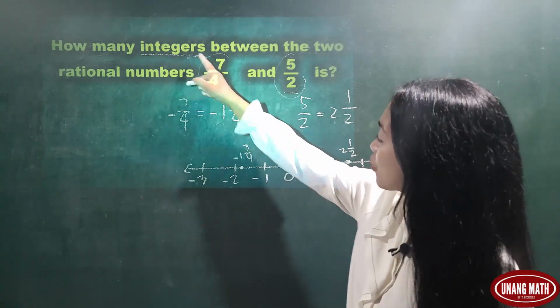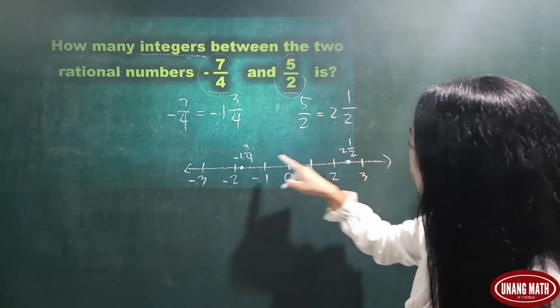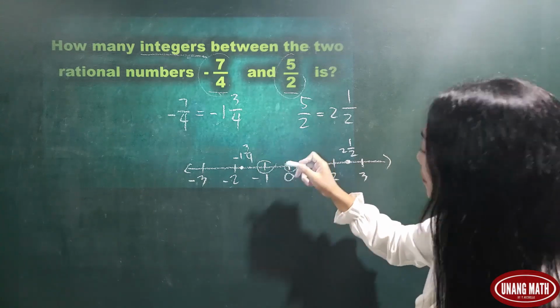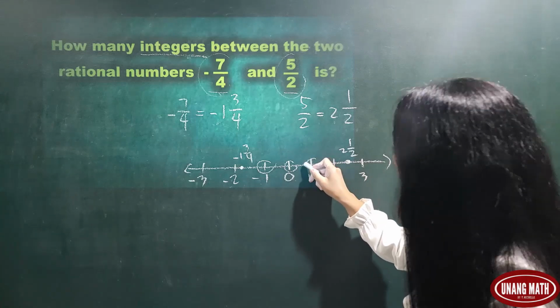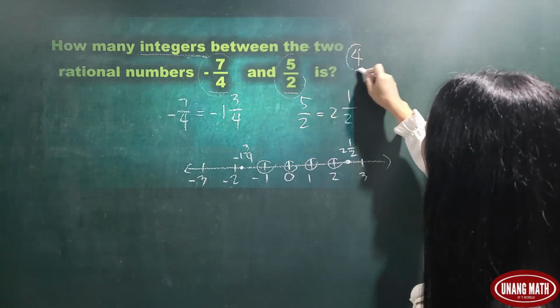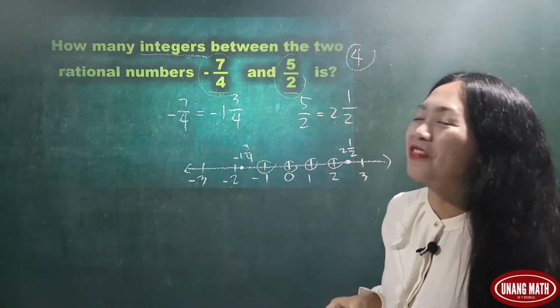How many integers are between these two numbers? We have negative 1, 0 is also an integer, positive 1, and 2. So there are 4 integers between these two rational numbers.